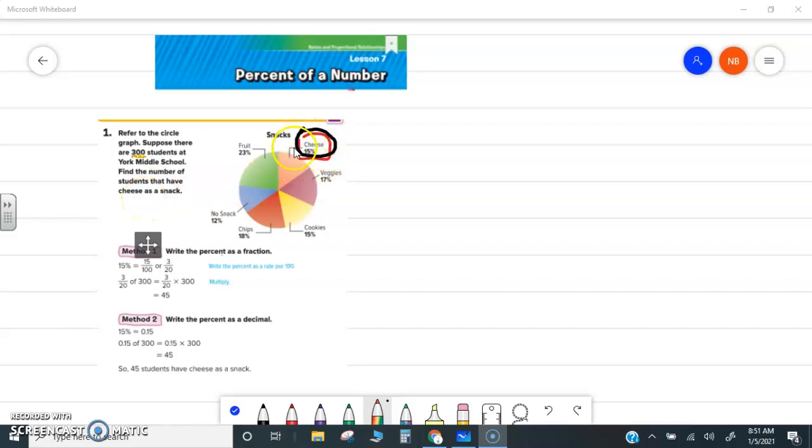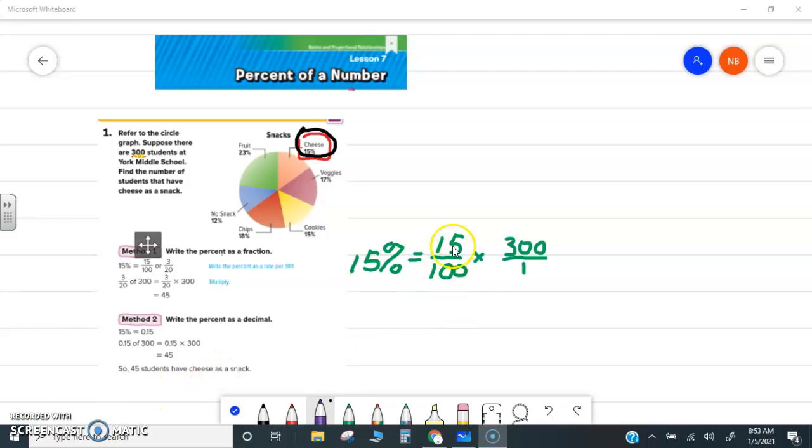And as you can see here, the pie chart tells us that 15% of the 300 students need cheese. Okay, that doesn't mean 15 students. That means 15%. So there's two ways we can do this. We can use method 1 to write the percent as a fraction. First off, put your percent on top of 100. So we're going to take away the percent sign and put it as 15 over 100.